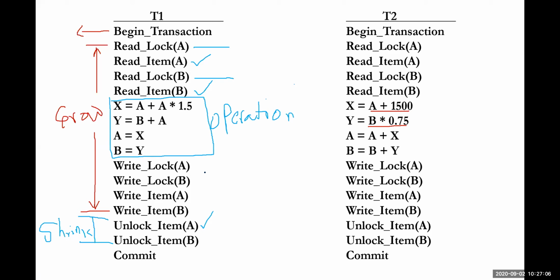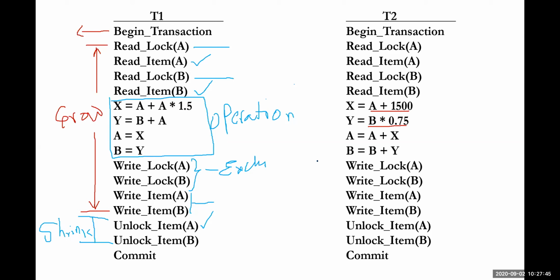After that, it has acquired two different types of locks here. Again, these are exclusive locks, and then it writes back those items. Then the shrinking phase gets started. So in the growing phase, number one, the shared lock is acquired. Number two, the actual operation is done. Number three, the write lock is acquired. Number four, the items are written back to the local buffer. These four operations are done here.